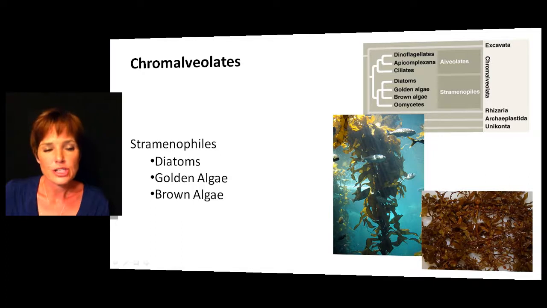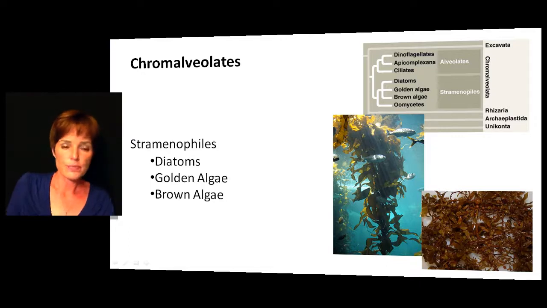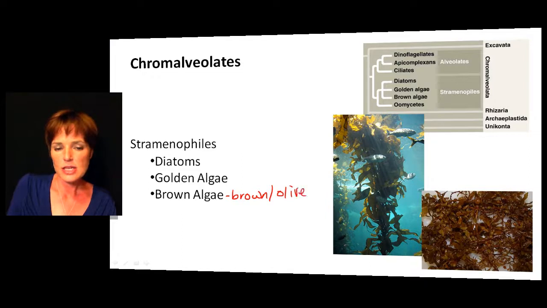The brown algae are very large algae. So this is one of the very large or the largest protists that we know of. These make up the giant sea kelp that are found in the ocean. The brown algae have a lot of brown and olive colored pigments. So that's the color that you tend to see them.